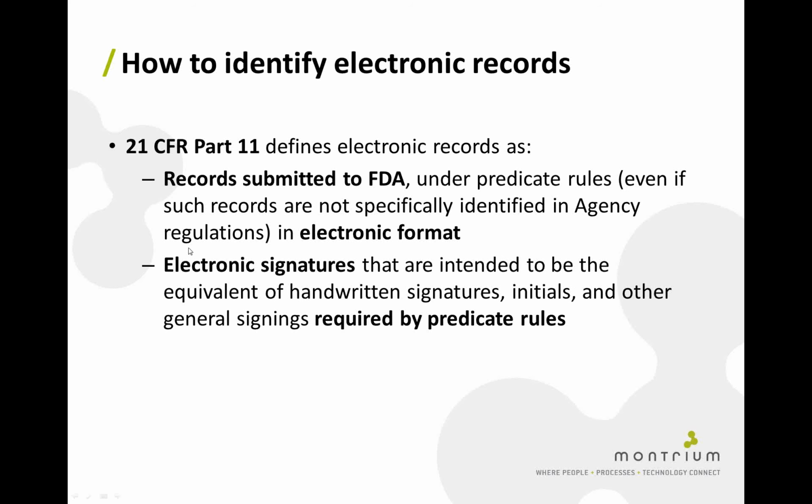The third type is any document or record that's submitted to FDA under predicate rules. So this is typically any document or record that's submitted in electronic format, usually within the context of an eCTD submission, so an electronic submission. And so those records need to be maintained as Part 11 records. And then finally, electronic signatures are also considered electronic records and should be maintained as such.